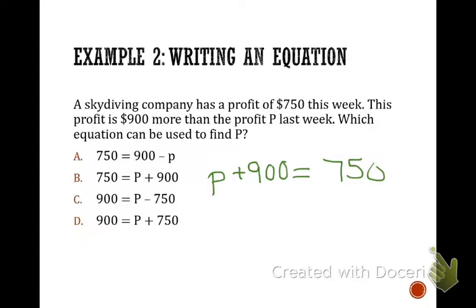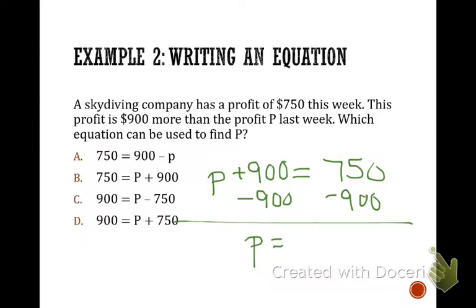So now, when you subtract 900, now you don't have to do this. We're already to our answer. What was your profit last week? Did you make any money? No. Your profit last week was negative $150. So let's think about this. If your profit this week was $750, but that number was $900 more than the profit last week, that means you were in the negative last week. So you can go back and kind of reason through it.